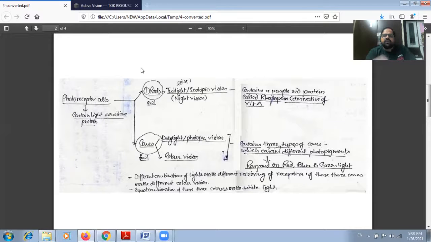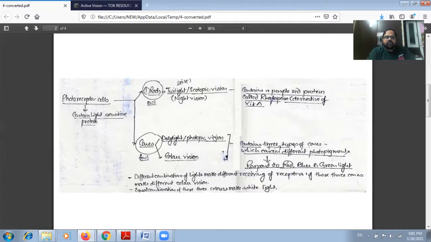And when we are talking about those animals whose daily activities are in daytime, they will have fewer rod cells or no rod cells. Now we will talk about cones. These are the receptors that receive color. This is for color vision, and the rods are for light.